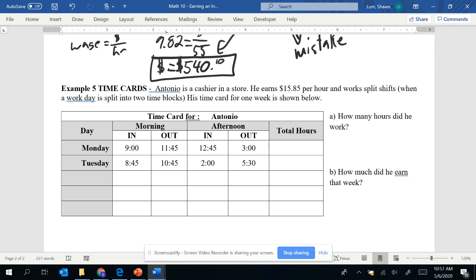So right here, we see he works here to here. And so that's from 9 to 11:45. So that's going to be 9, 10, 11. So that's 2 hours and 45 minutes. My writing seems to be going a little bit funky right there. And then he has from 12:45 to 3. So that's 2 hours and 15 minutes.